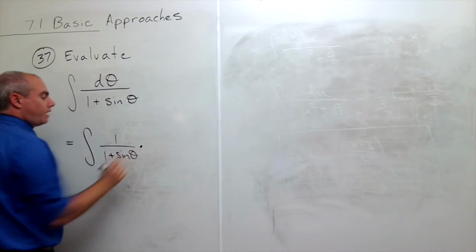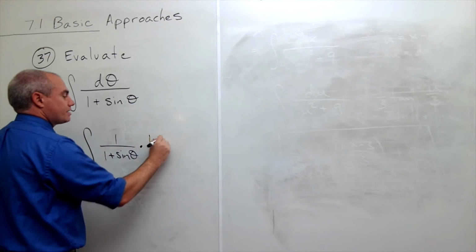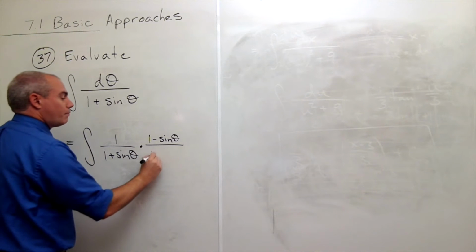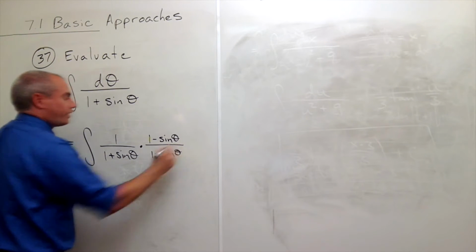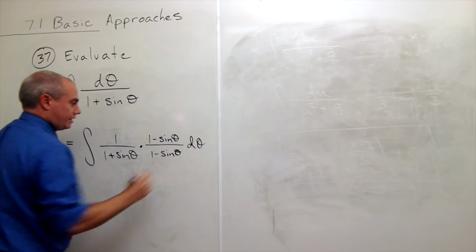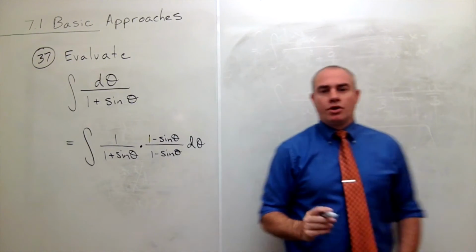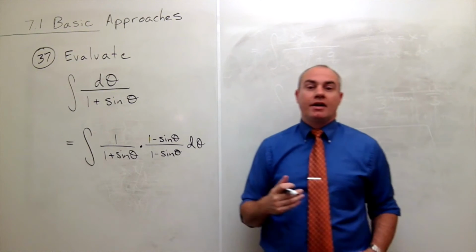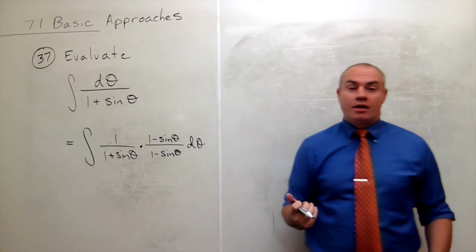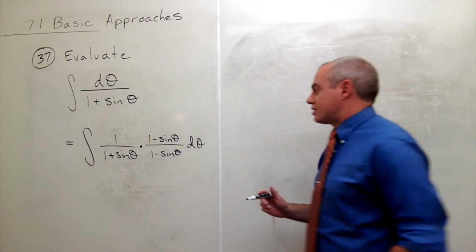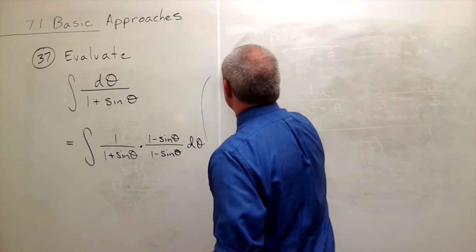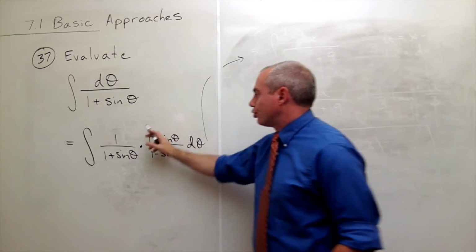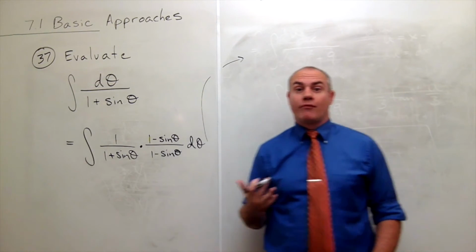That's what we have here already. And now I'm going to multiply that by 1 minus sine of theta divided by 1 minus sine of theta d theta. Notice that this 1 minus sine theta over 1 minus sine theta is just 1. Okay, so I didn't change this expression at all. Now let's move this up here and see what happens when I multiply through by that particular form of 1.